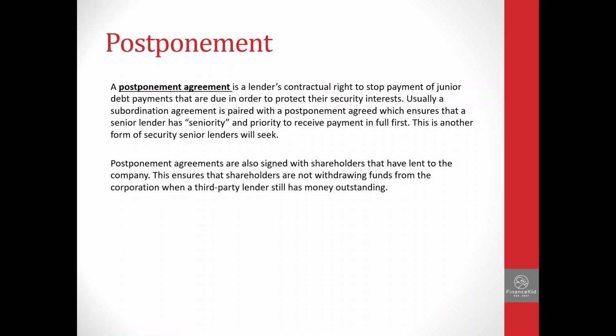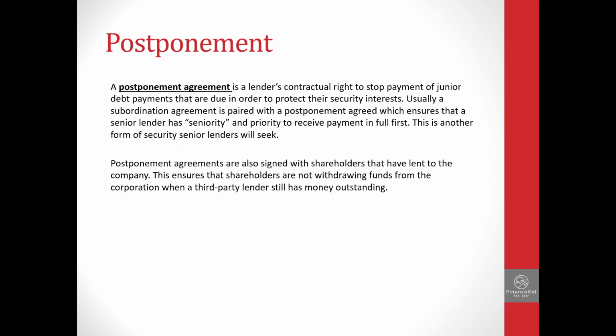We're talking about subordination. The last word that you're usually going to hear when you're talking about legally structuring is a postponement. A postponement agreement is a lender's contractual right to stop payment to junior debt holders, so that they protect the cash flow of the business. To postpone a payment is to protect the cash and keep it in the business. If I'm a senior lender and I didn't receive my payment in full, I have a right to postpone any other payment to the junior lender because I want to get paid first.